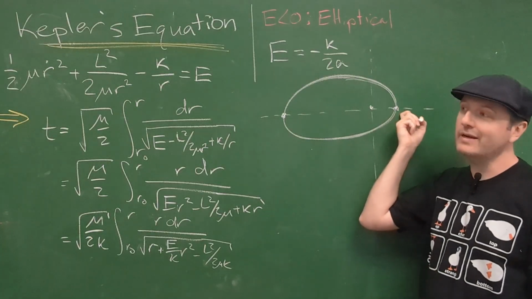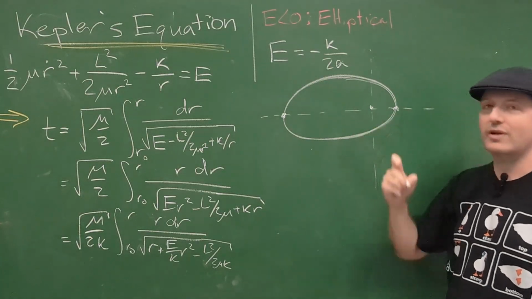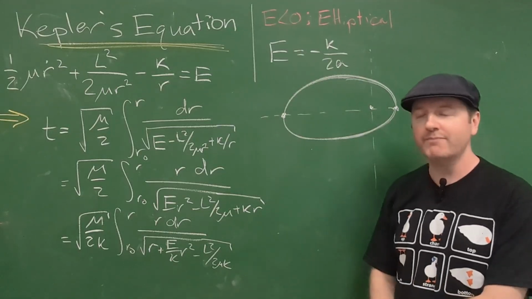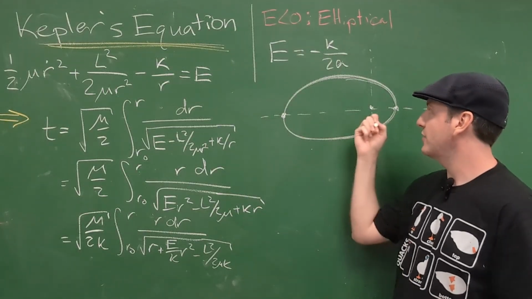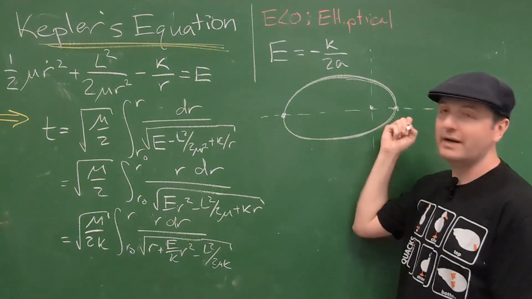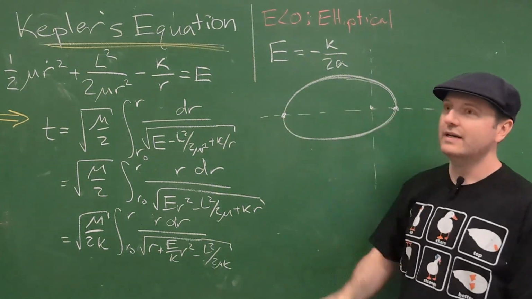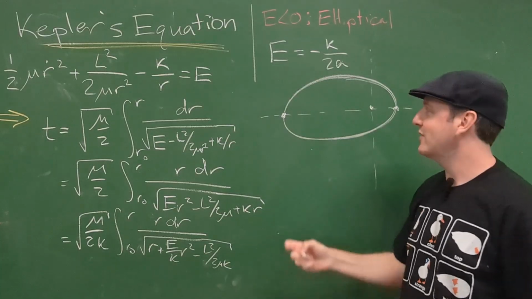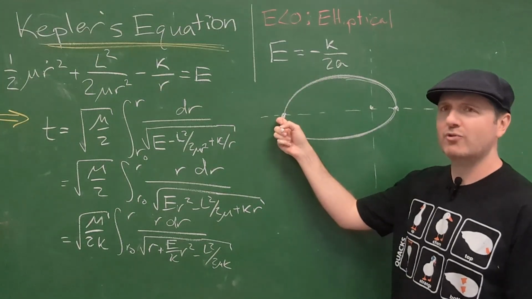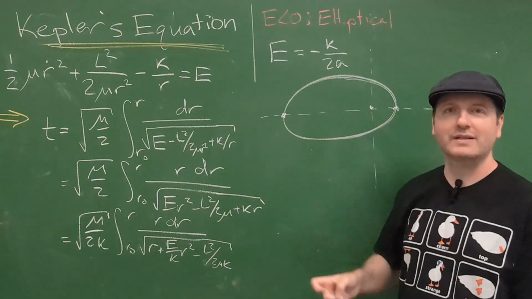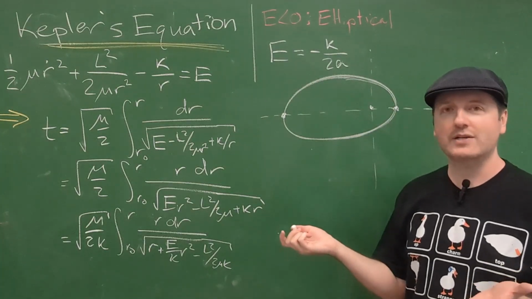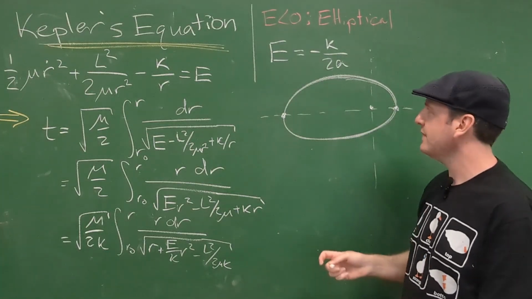closest point. By the way, those names change depending on what the central object is that we're orbiting. For example, if this is a satellite around Earth, we'd call this the apogee and the perigee. If this is the Sun, we call this the aphelion and the perihelion. If it's Saturn, I think it's apochrone and perichrone or something like that. So unfortunately, there's a lot of terms. They all mean the same thing.